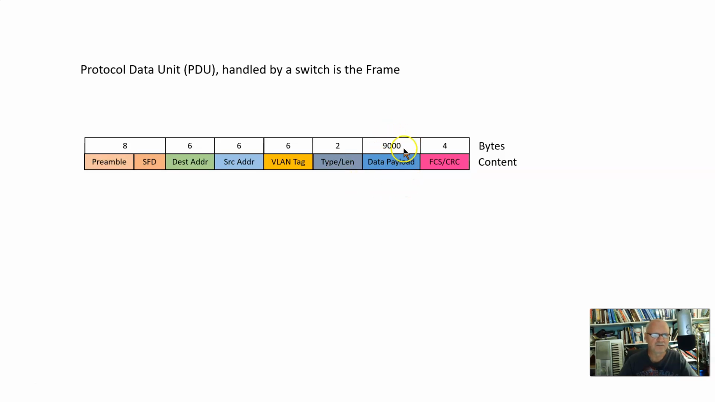Finally, the big 9,000 byte payload here. In other words, the actual information that this frame is trying to carry, and then something called a frame check sequence, or a cyclical redundancy check, so that we can detect if there's something wrong with this frame. So that is how the switch does it. It's designed to carry local traffic, and that's how it does it.